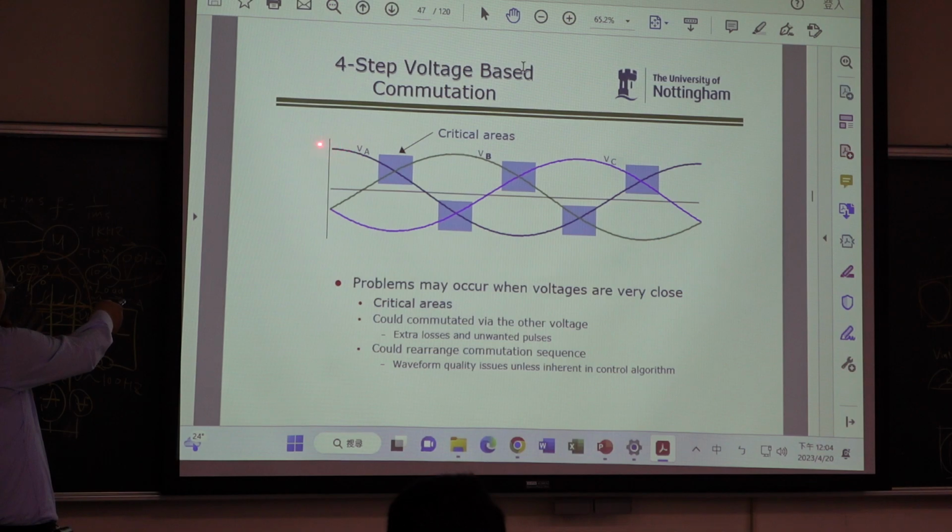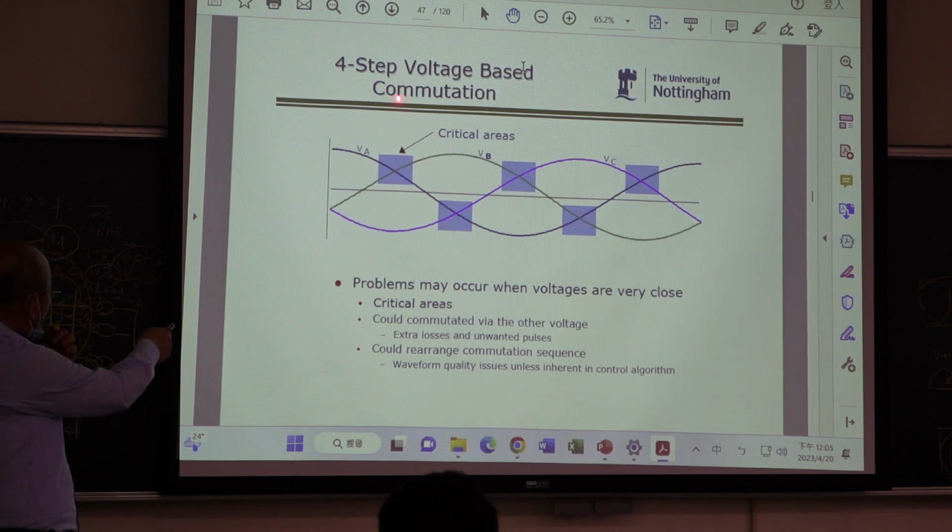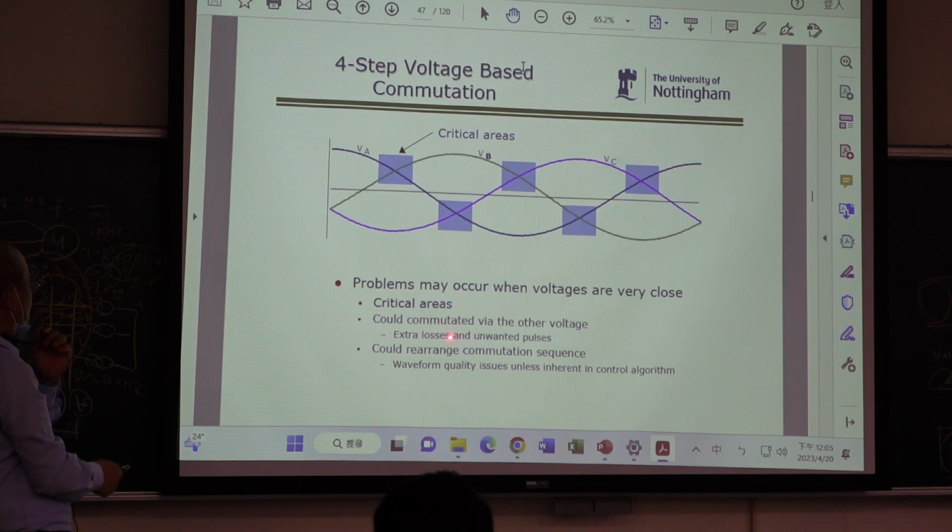So if here I know VA is the big one, if here I know VB is the big one, if here I know VC is the big one, but here I could have made a mistake. I could have said, oh, VB is larger than VA because of noise. So this point is very hard to decide. So we call this the critical area.